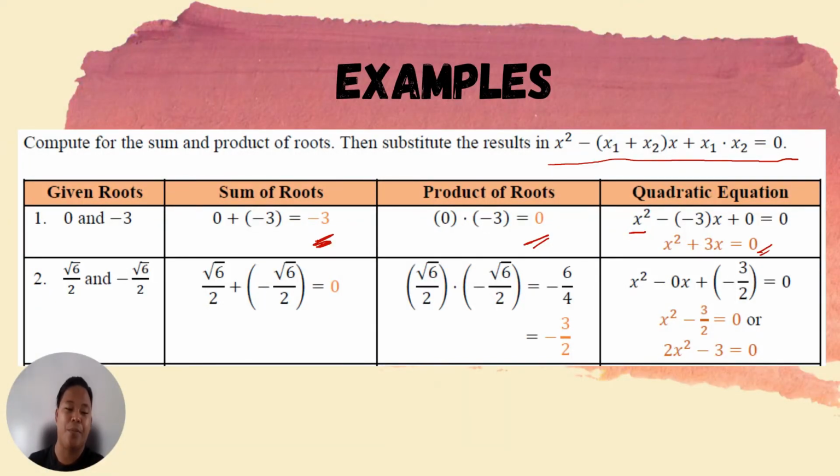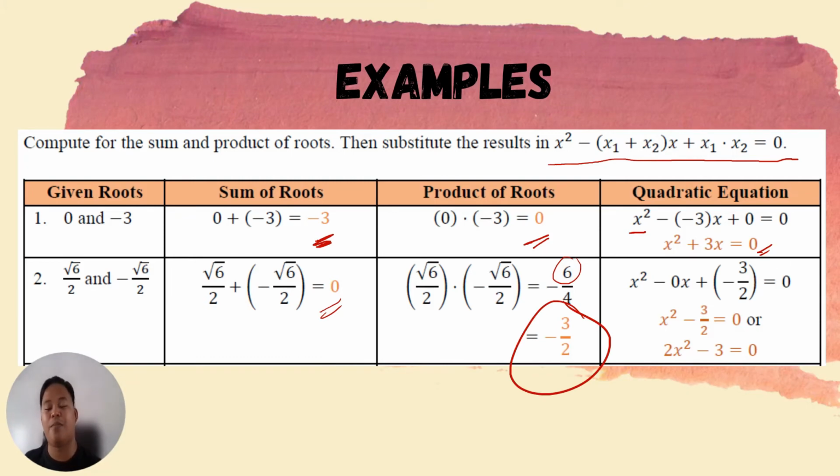For the second example, square root of 6 over 2 and negative square root of 6 over 2. Since the square root of 6 over 2 plus negative square root of 6 over 2, positive negative po sila, then the sum is equal to 0. And the product, square root of 6 times the square root of 6 is the square root of 36. And the square root of 36 is 6. And then 2 times 2 is 4, and copy the negative sign since positive times negative is negative. And its lowest term po is negative 3 over 2 po.